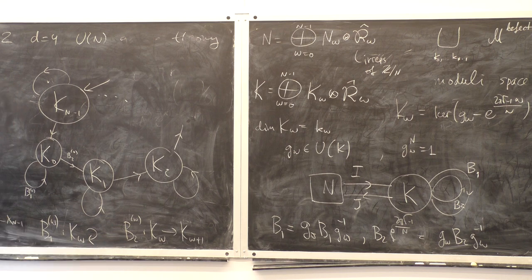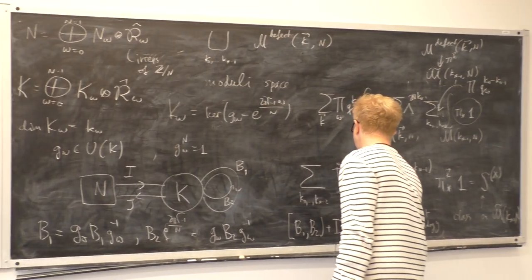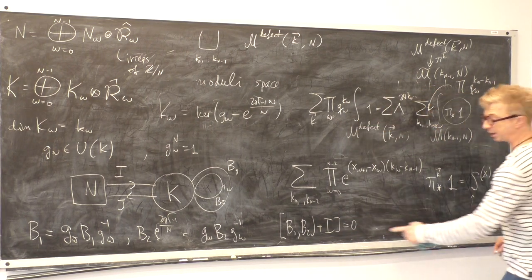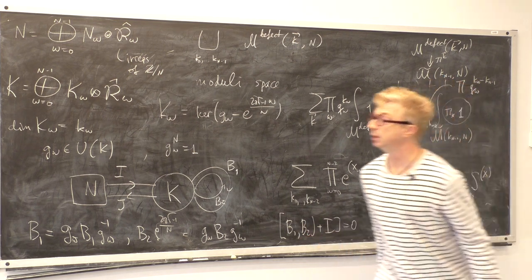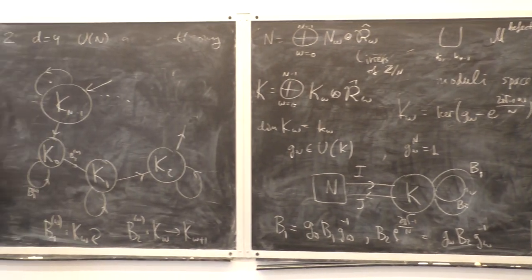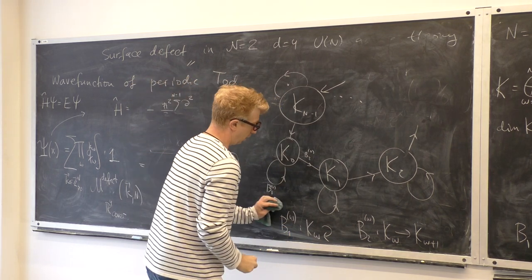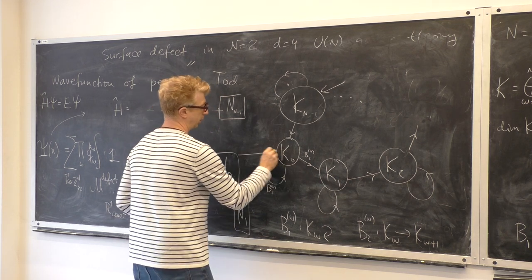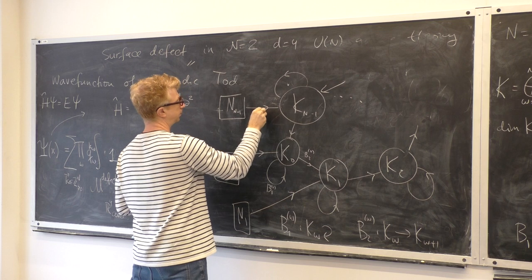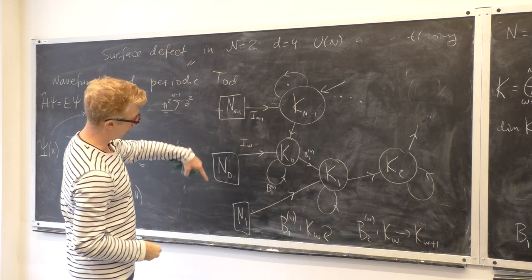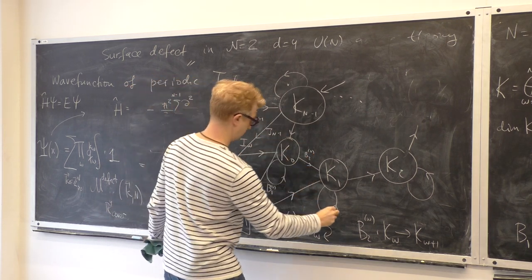Now, to make these transformations consistent with the ADHM equation, the commutator of B1, B2 plus IJ equals 0, we also make the group Zn act on the matrices I and J. The usual assignment is that I is neutral and J has the same weight 1 as B2. And so now my framing space N also splits into components: N0, N1, up to N n minus 1. And now the framing maps, the I maps, will preserve the index omega, and the J maps will act while raising it. So this is J0, this is J n minus 1, and so on.